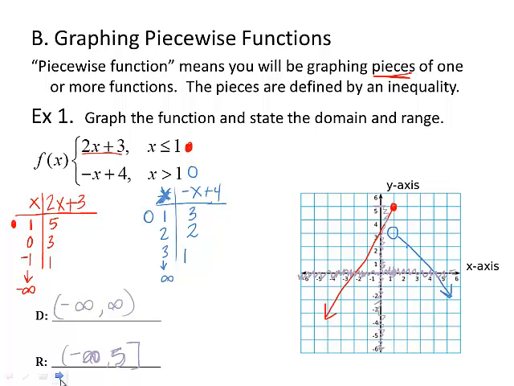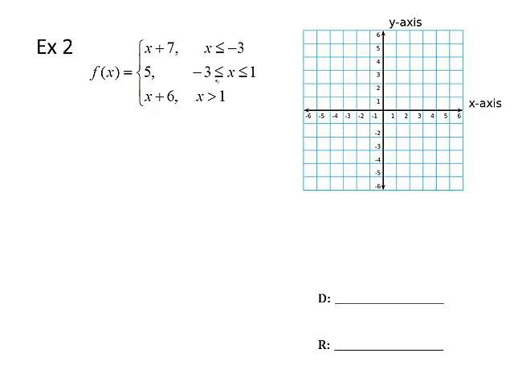Let's try another one. This one has 3 equations, but don't freak out. It's okay. Let's do one at a time. Let's do the first one, x plus 7. This is my y coordinate, basically. And this one, notice, is a less than or equal to, so it's going to be a closed circle, and it's a negative 3. Since it's less than or equal to, I'm going to go less than negative 3, so negative 4, negative 5, and I could keep going to negative infinity. There is no end point to this one. We'll do one like that here in a minute.